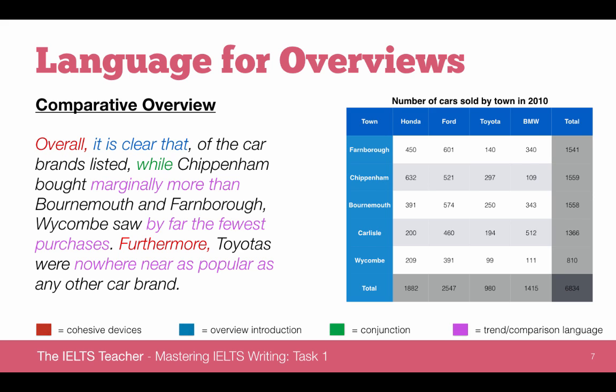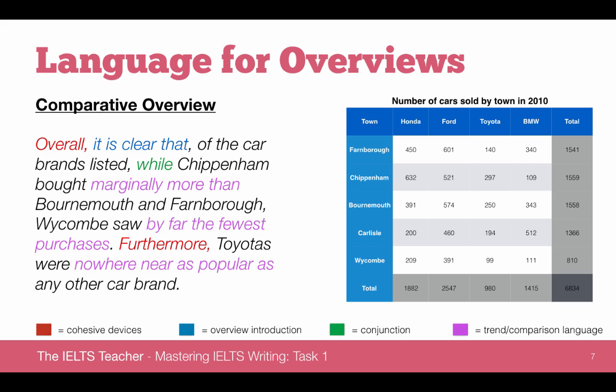Overall, it is clear that of the car brands listed, while Chippenham bought marginally more than Bournemouth and Farnborough, Wickham saw by far the fewest purchases. Furthermore, Toyotas were nowhere near as popular as any other car brand. So instead of trend language here, we're using comparison language. Marginally more, by far the fewest, nowhere near as popular as.